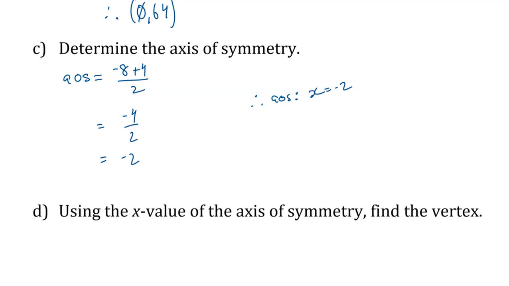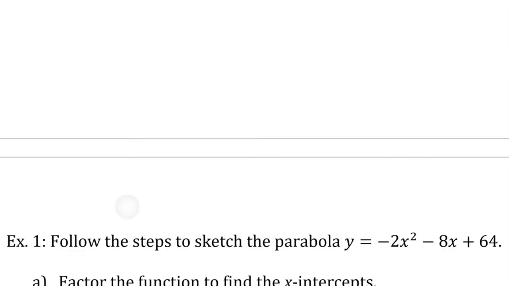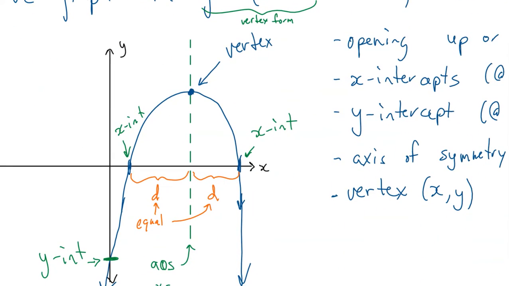I've got my axis of symmetry. Last thing before we sketch is find the vertex. How do I find the vertex? Well, the x value of the vertex is that axis of symmetry. So what I need is to find the y value. And then I've got it.